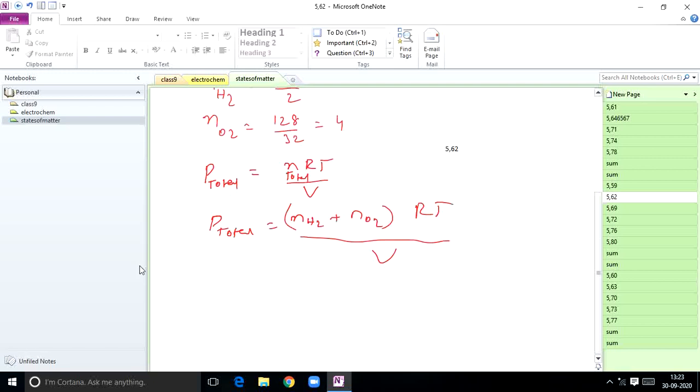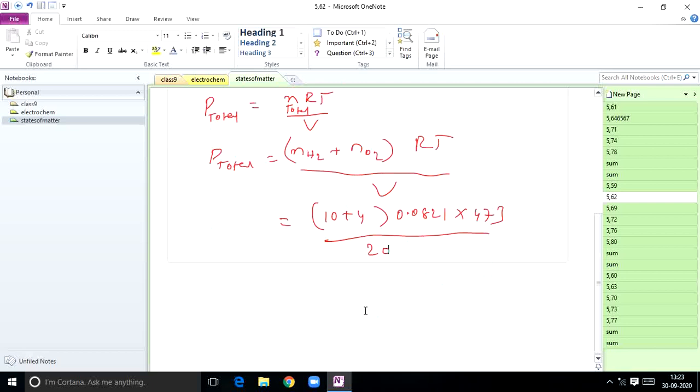So number of moles of hydrogen, how much, students? Number of moles of hydrogen, it is 10 plus 4. The R value, how much you will take? 0.0821. The temperature 473 by volume, how much given? 20 liters. So finally I will get P total. P total is equal to 27.15 atm. Come on, do it, calculation.